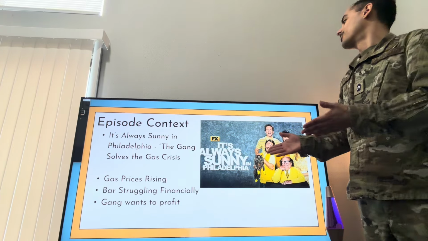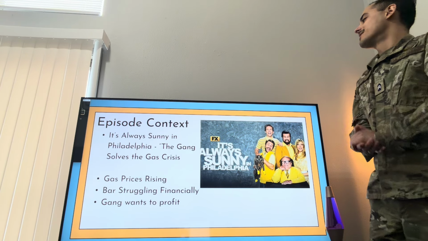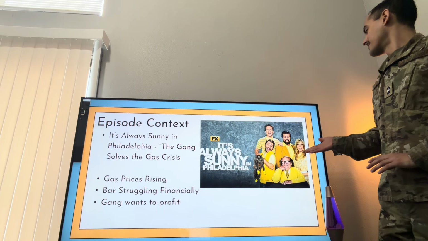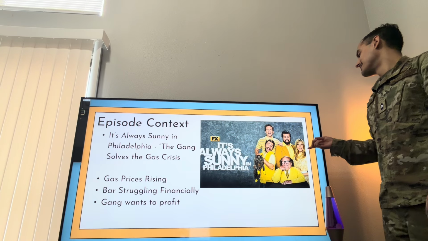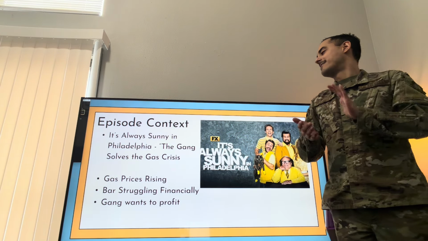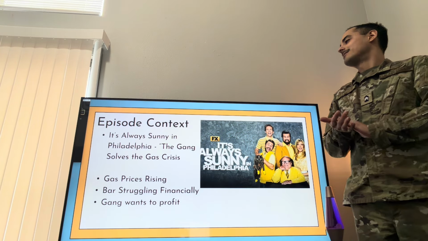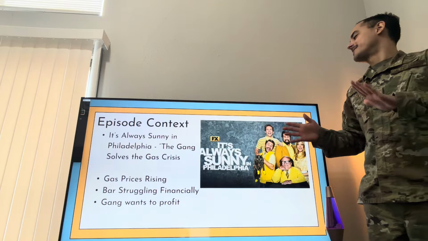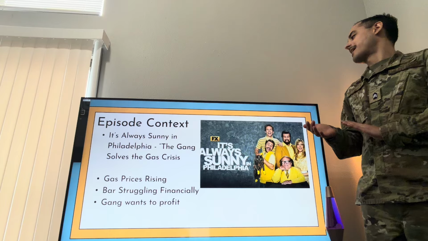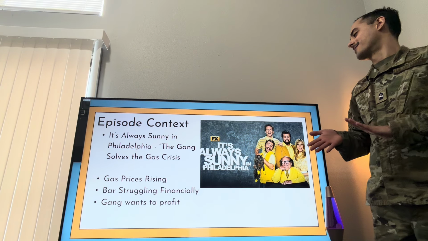So, a little context about the show and the episode. The show, It's Always Sunny in Philadelphia, is about these 5 characters: Dennis, Mac, Dee, Charlie, and Frank, and their adventures and dealings that they get into running and working at a bar together.